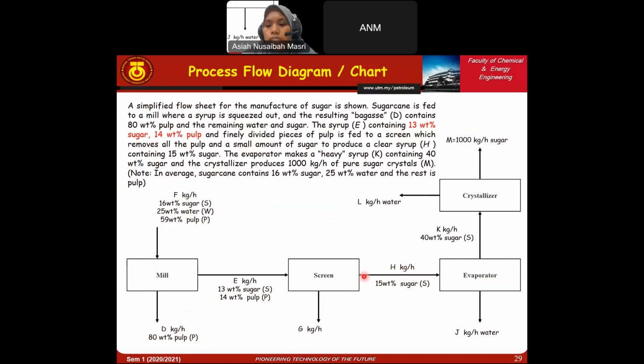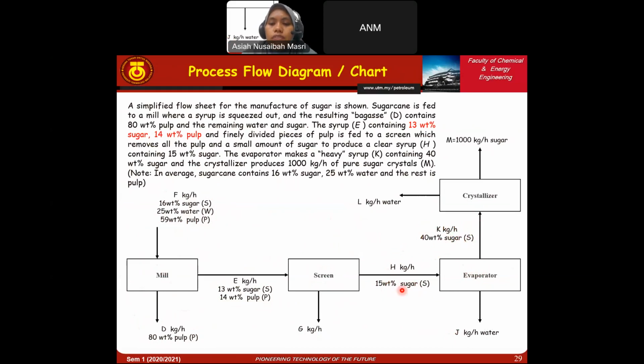We put it into an evaporator. It's a syrup, it's a liquid. Putting it into an evaporator means we are evaporating something, we are removing something. What are we removing? We are removing water here, J kilogram per hour of water. So when we remove water, what we have is a concentrated syrup, K kilogram per hour.